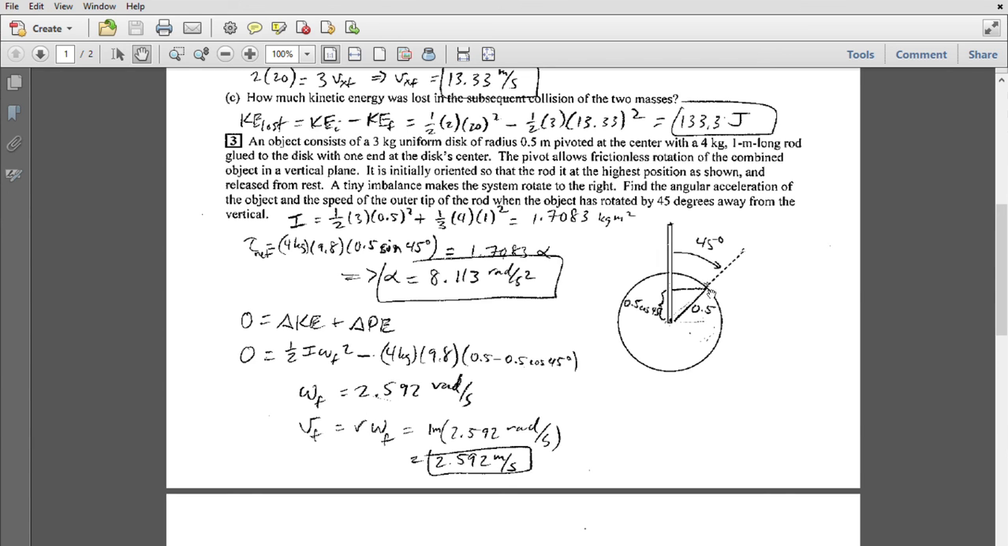That's the final angular velocity when it's in this configuration, and then we can use v equals r omega to figure out, let's read the question carefully, the speed of the outer tip of the rod when the object has rotated. So we want to know how fast this point right here is rotating. And so the relevant r is 1 meter. So we use v equals r omega, 1 meter times the omega we just got, to get 2.592 meters per second. The speed of the tip of the rod as it zooms past this point out here. All right.